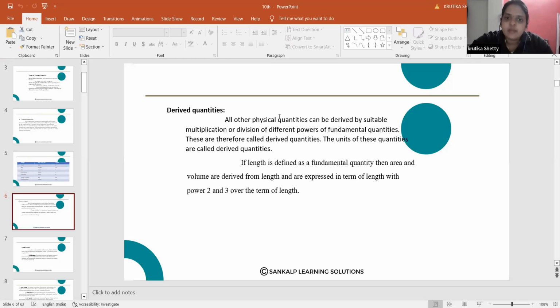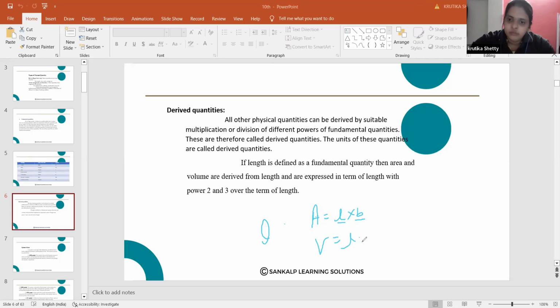If the length is defined as a fundamental quantity, then the area and the volume are called derived quantities. If you did not understand, I will write it here. Just now we have seen the length is a fundamental quantity. Area is length into breadth, so you get area from length and breadth. Therefore you are calculating your area depending on the fundamental quantity, so it is called the derived quantity.